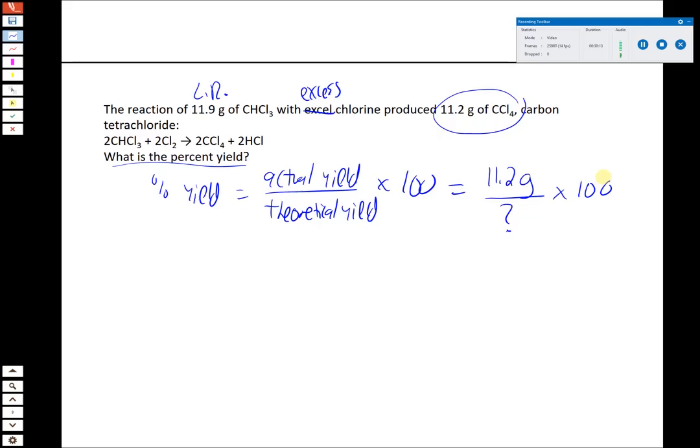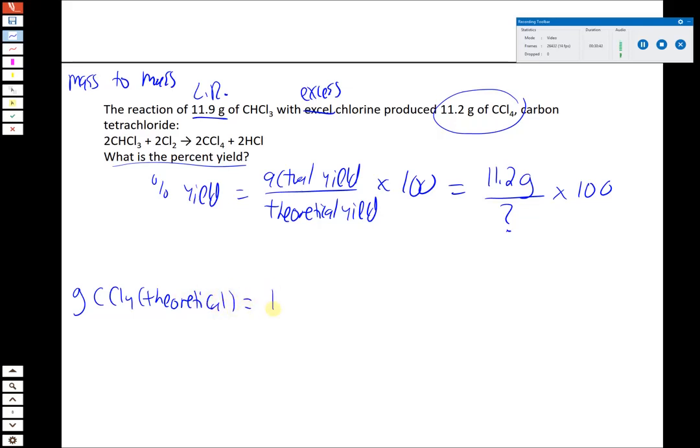So we need to calculate the theoretical yield of carbon tetrachloride. It's given to us in grams. We want to calculate the grams that could potentially form. We have grams of our reactant, 11.9. So this is going to be another mass to mass type conversion. Okay? So we're looking for the grams of CCl4, which is going to be our product, which is going to be our theoretical yield. How much of this could potentially form if all of our limiting reactant is consumed.